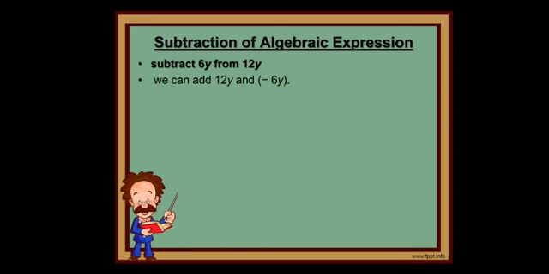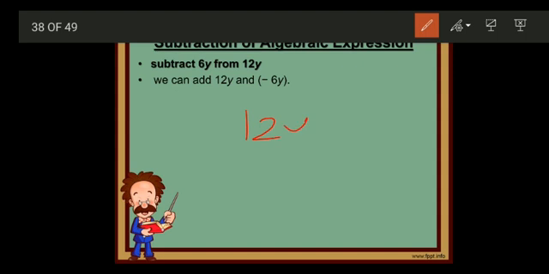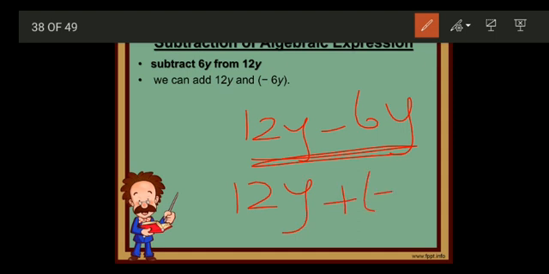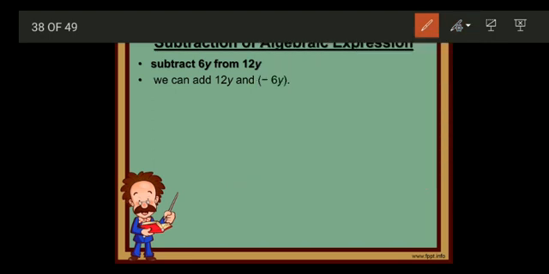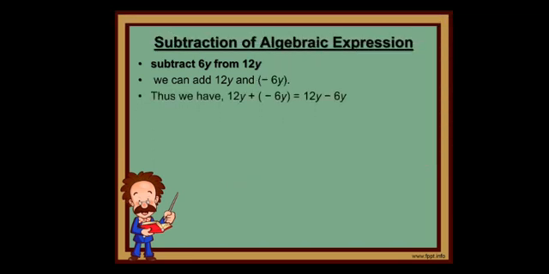So subtracting 6y from 12y is nothing but adding 12y and minus 6y. So we have 12y plus minus 6y. And we'll get the answer like this, 12y minus 6y, that is 12 minus 6, 6y.